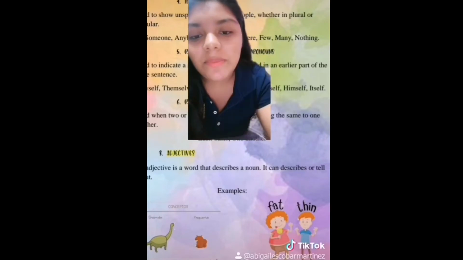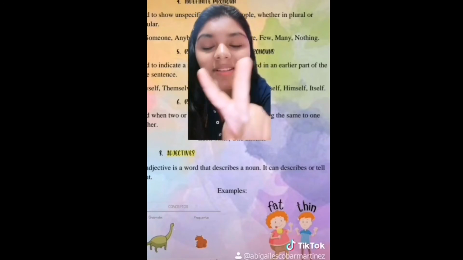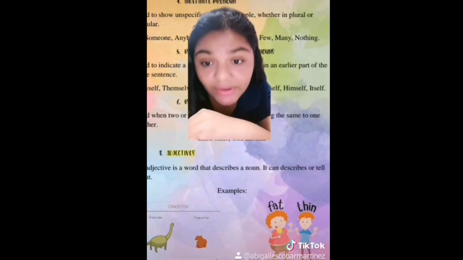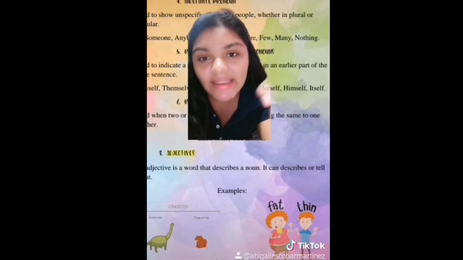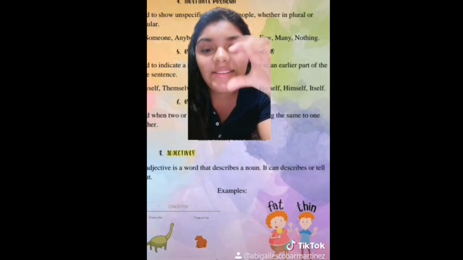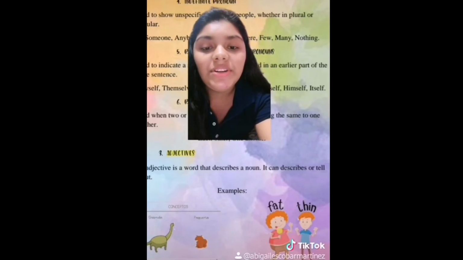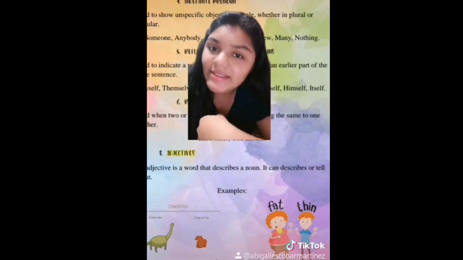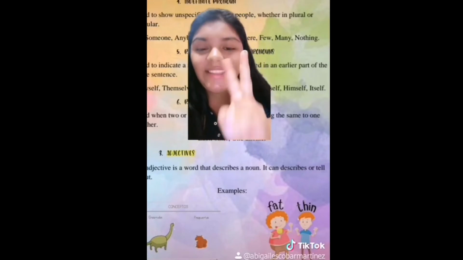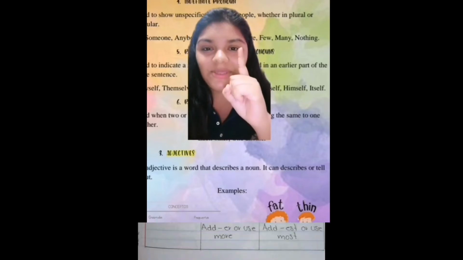We have two examples. In the first, there are two different animals: the first is so big, that is a dinosaur, and the second animal is so little. In the second picture, we have two persons: the first is fat and the second person is thin. This is an example of adjectives.